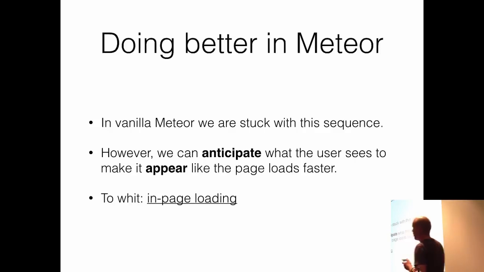So how can we do better in Meteor than that? In vanilla Meteor, we can't really do anything about the technical limitations of what's going on. But one thing we can do, and this is something that you'll see in more and more sites, particularly Facebook does this, you may have noticed, is we can anticipate the data that the user is going to see and make it appear like it's ready before it's actually ready. And we call this in-page loading.